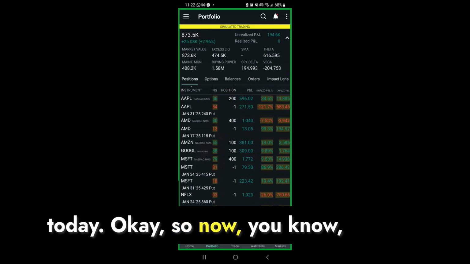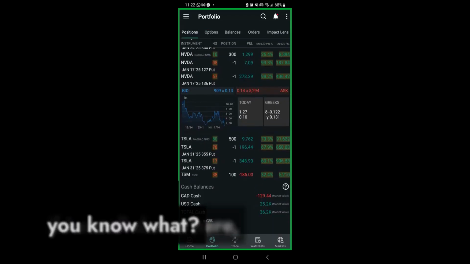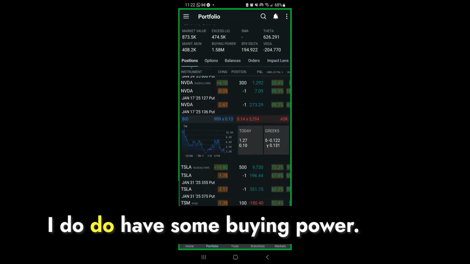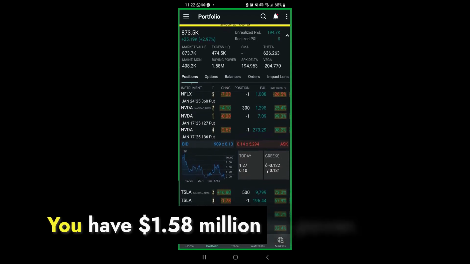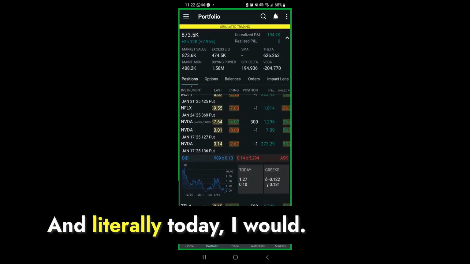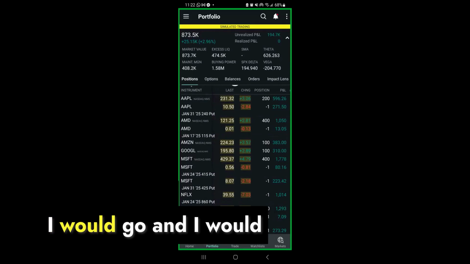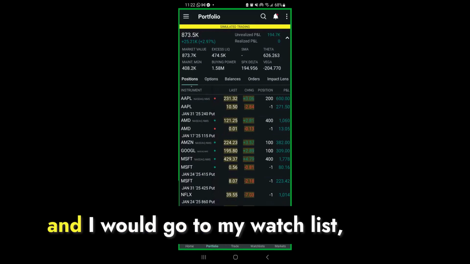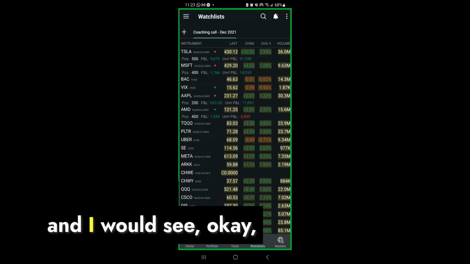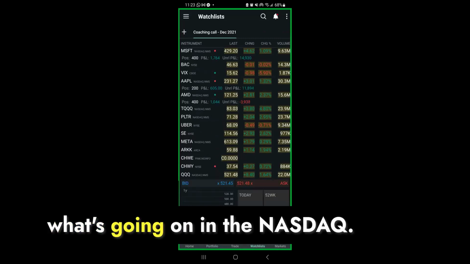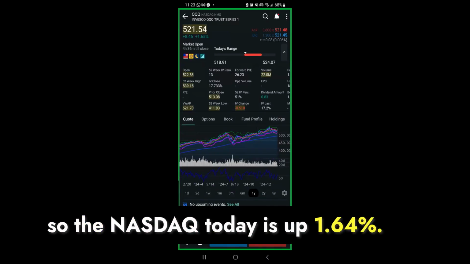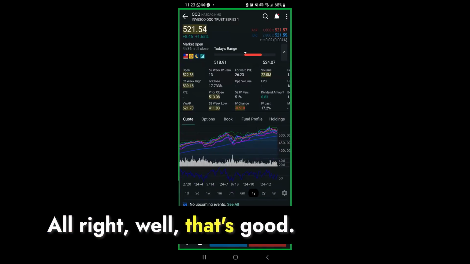Okay, so now if I scroll down here, I'm not borrowing money yet. I do have some buying power. You have $1.58 million of buying power. And literally today, I would first go to my watch list and see what's going on in the Nasdaq. Okay, so the Nasdaq today is up 1.64%. All right, well, that's good.